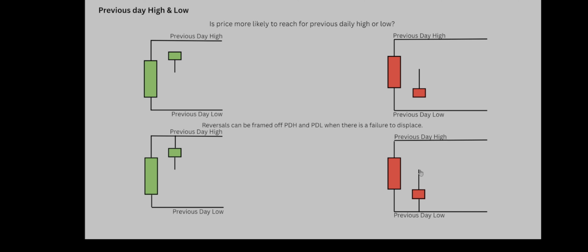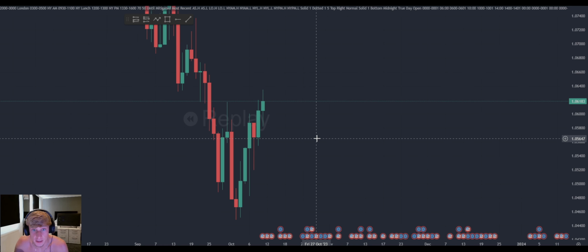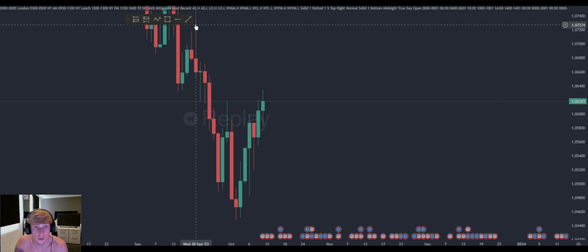So my bias would be this wick here, which is the previous day high, and ultimately the previous day high here. So in this example, we're just going to use price's daily highs or daily lows to form a bias for the day.